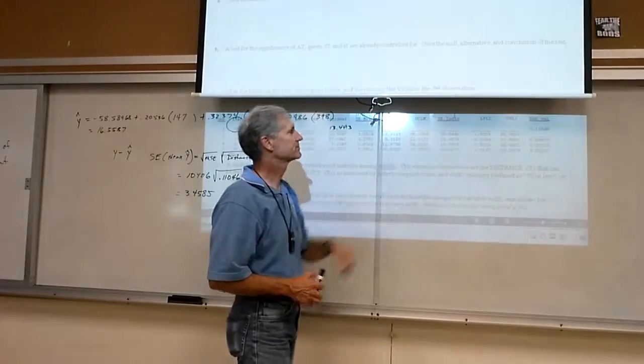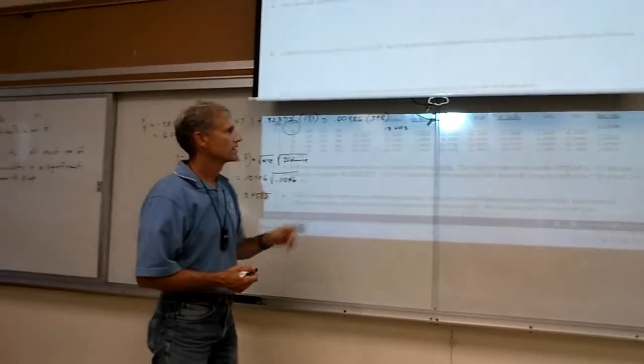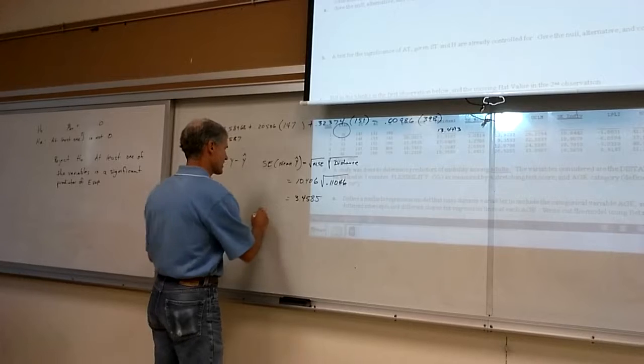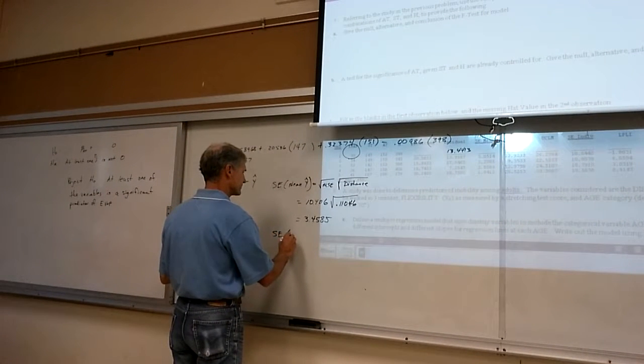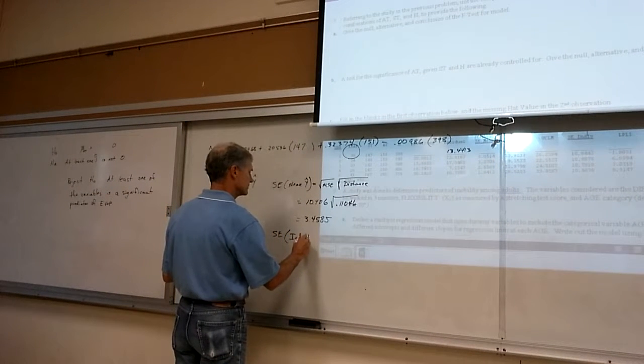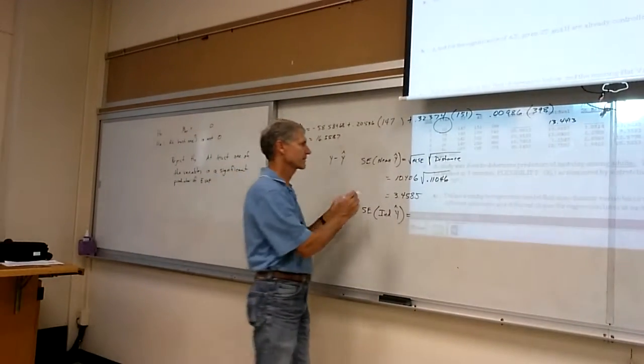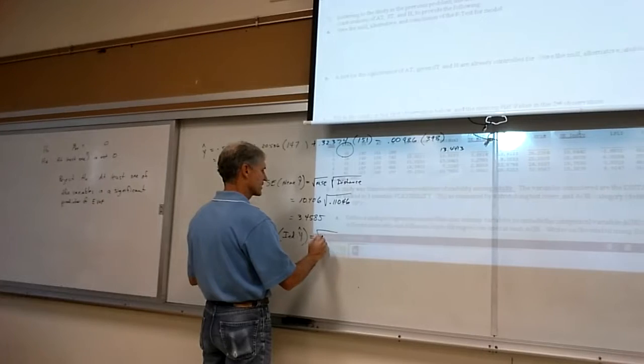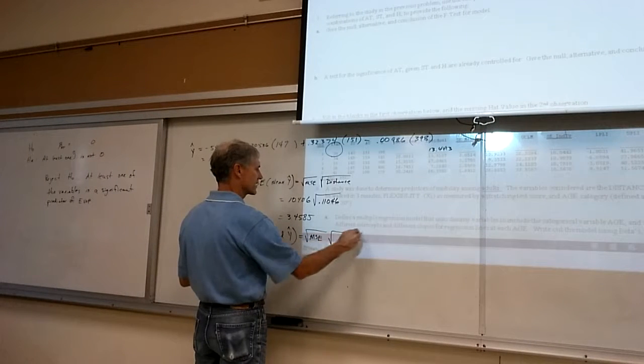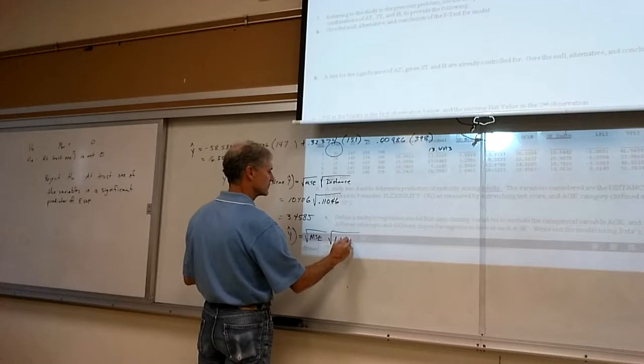And what's the standard error of the individual? Yeah, now that's a good question. Standard error of individual. It's one plus the distance value. The only difference is it's 1 plus the distance under that second square root.